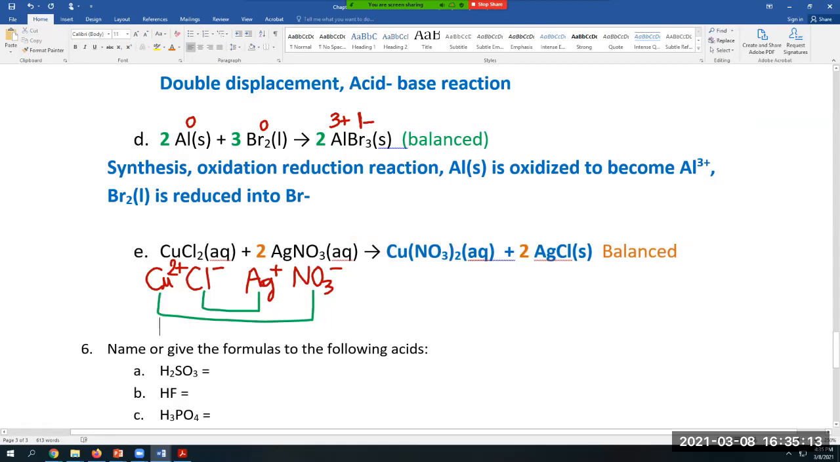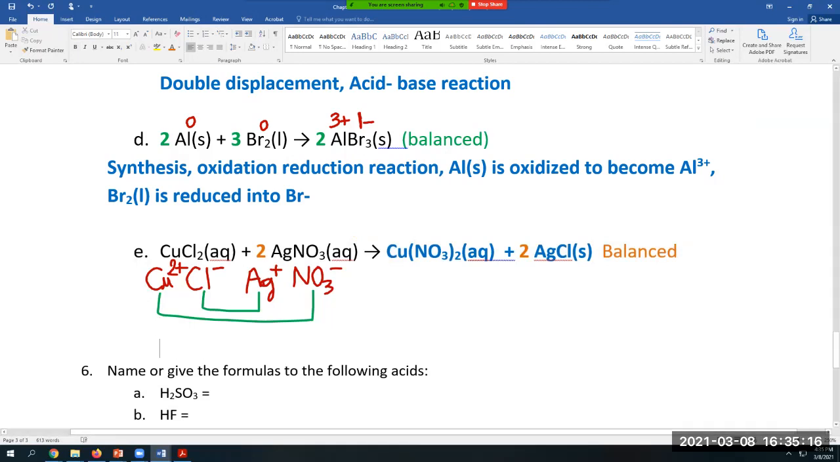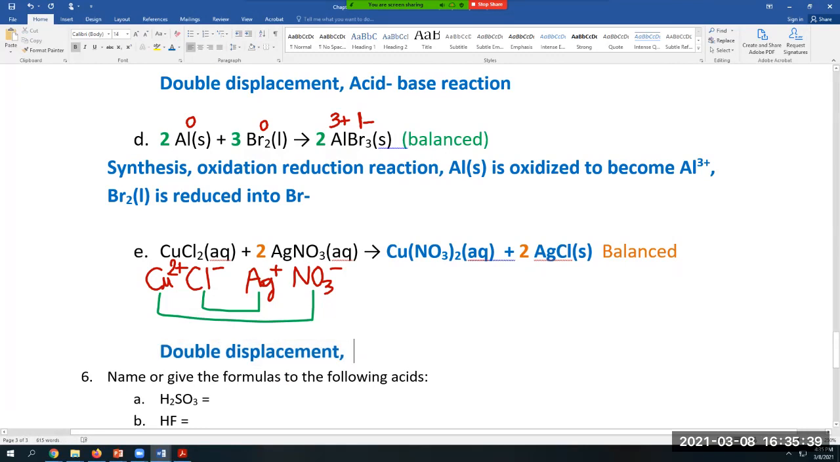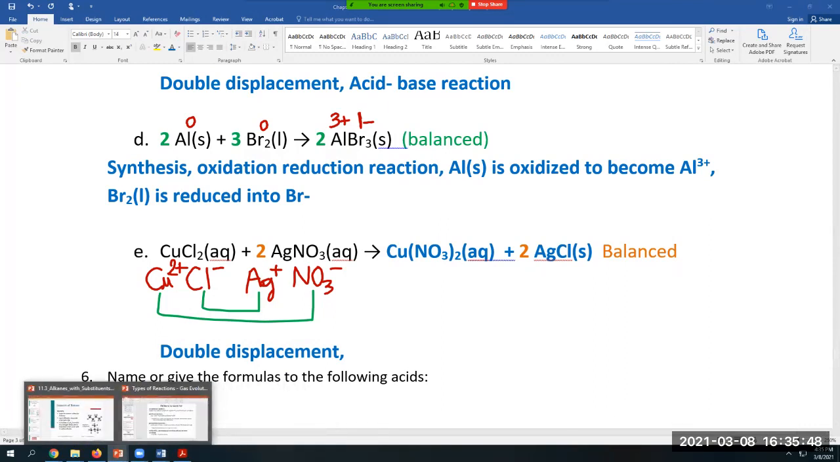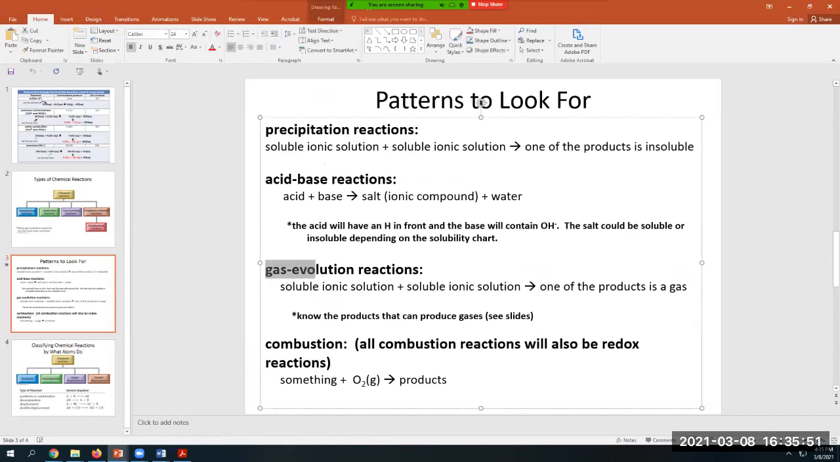So we need to decide what type of reaction we have here. I think it's obvious we have a double displacement, right? Because we had an exchange of ions, and that is typical of double displacement reactions. What else? Double displacement can be any of acid-base, precipitation, or gas evolution, right? Any of these will be a double displacement.